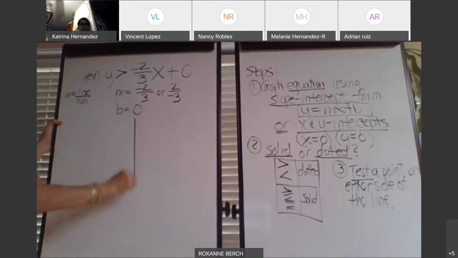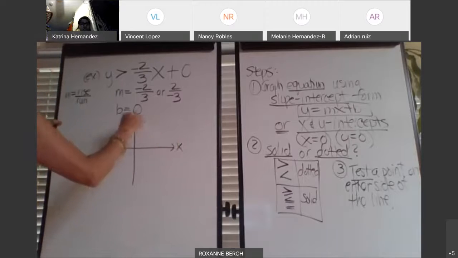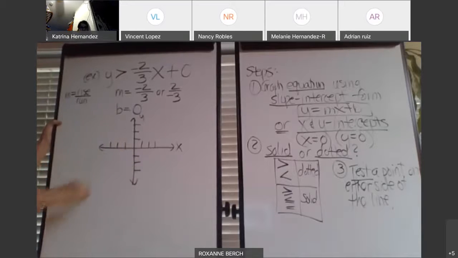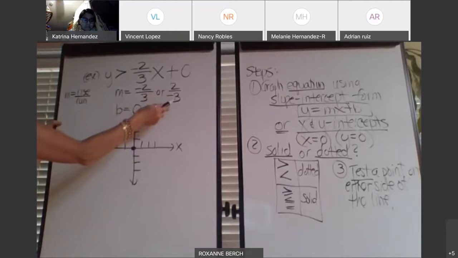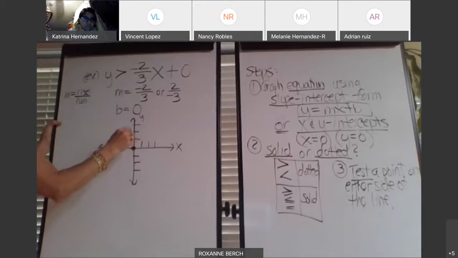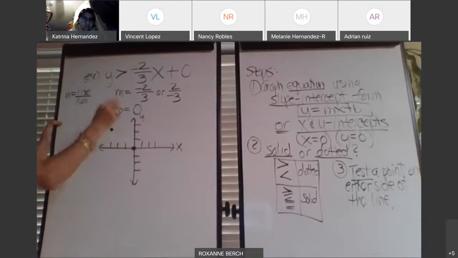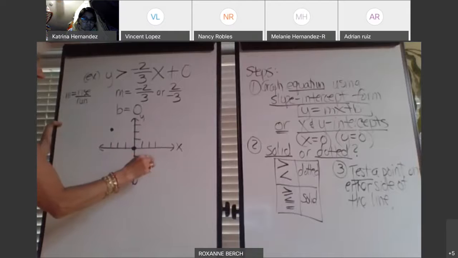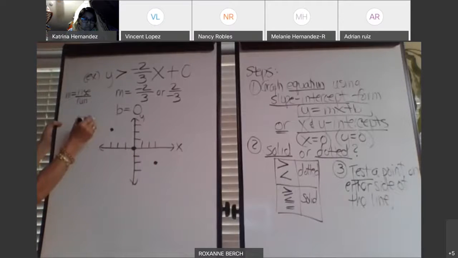So we're done. So when you graph it, you start with the y-intercept. And from there, I'm going to go up two, left three, up two, left three, up two, left three. And notice I kind of ran out of room. Well, that's why we did the other one. So if you run out of room, you can use this one. So I'm going to go back to the origin. This time I'm going to go down two, right three. And there's your line.